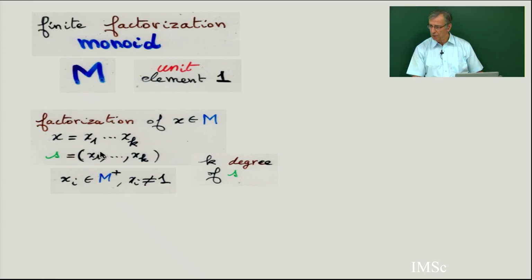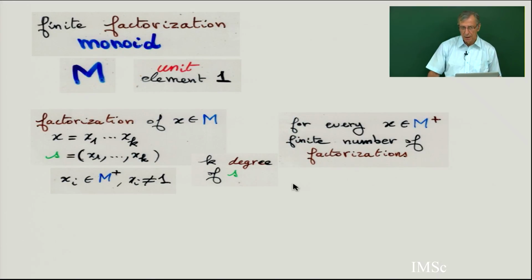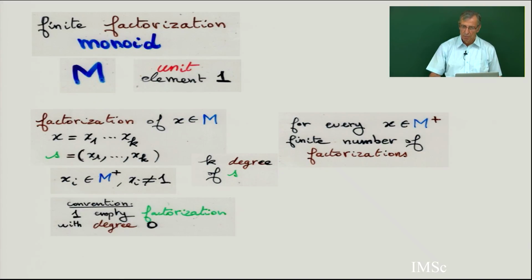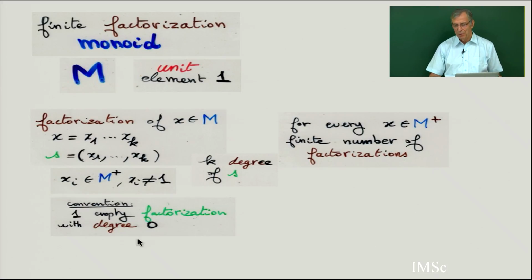So the xi are not 1. They are not 0. They are not 1. There is a finite way to factorize any x in the monoid like this. Every x in the M plus, the non-zero element, has a finite number of factorization with factor different of 1. By convention, I will say that 1 has an empty factorization of degree 0. There is no factor. The degree of the factorization is k, the number of factors of the factorization.